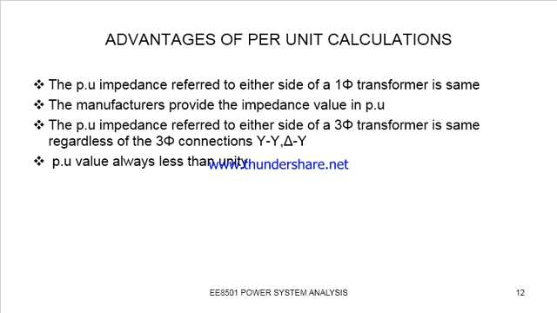These are the advantages of the per unit calculations. Whether it is the primary side or secondary side, we can easily compare with the help of per unit, as there is no voltage. Even if it is a three-phase transformer, we need not consider whether the connection is star-star or delta-star, etc. And the per unit value, as I said, will be less than unity.